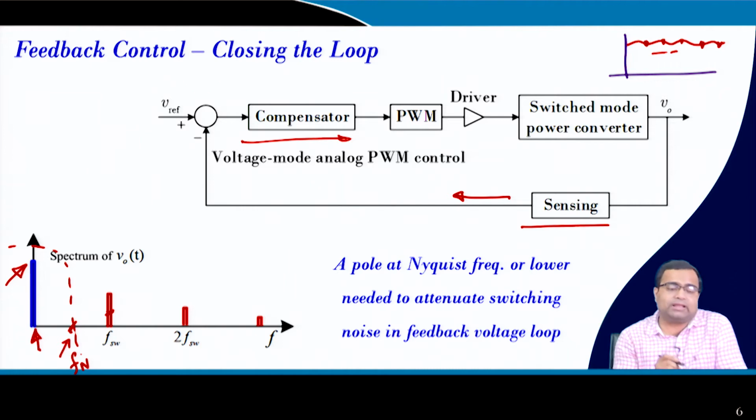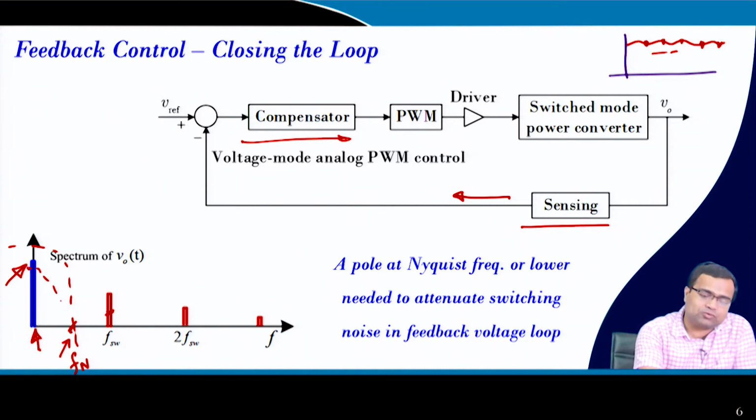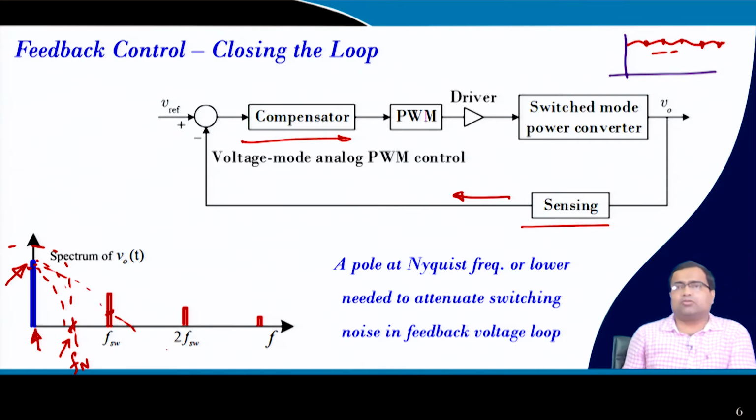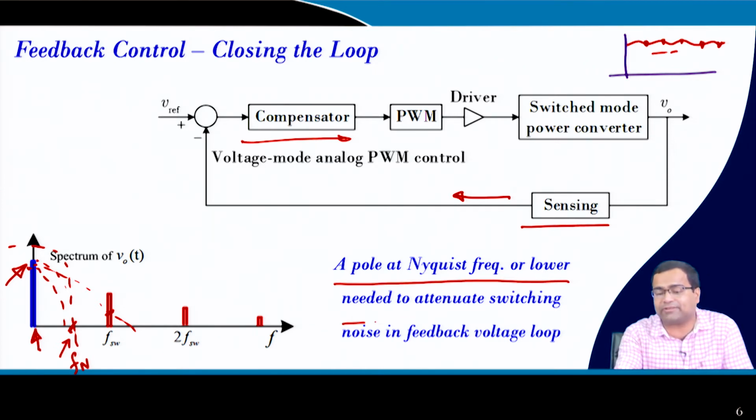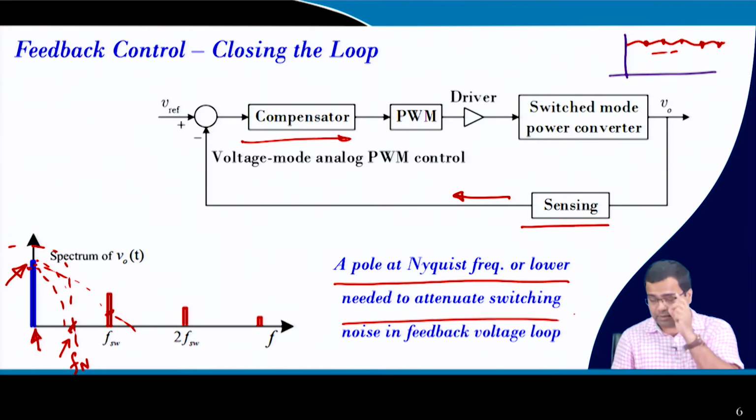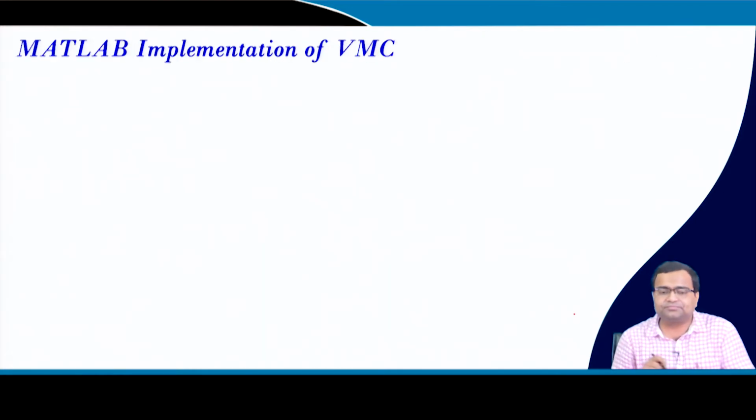But we need to put a low pass filter to attenuate, because a low pass filter cannot act immediately, so it should attenuate this effect. Okay. So, in order to attenuate, we need a pole either at the Nyquist frequency or at a lower frequency, and we will see that we will have a pole there.